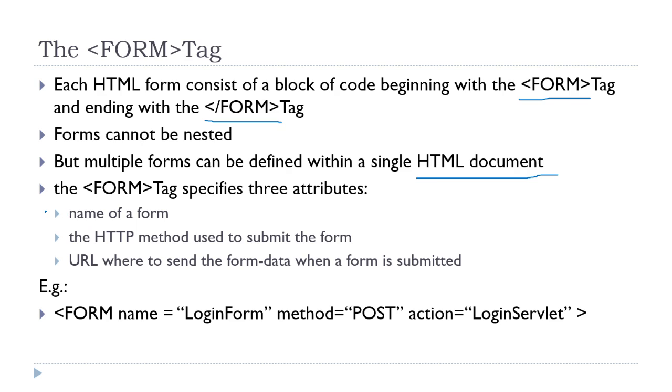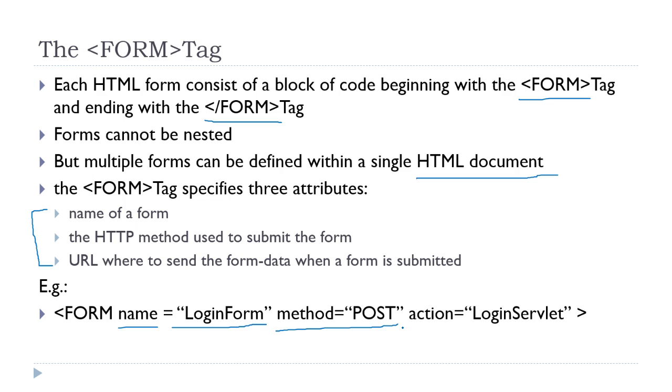So these are some attributes of the form tag. There are many more, but we will be mostly using these three. The first is name. Here we can give the name of that form. In case we have multiple forms in our HTML document, then we can identify the form using this form name. Next is the method which is used.